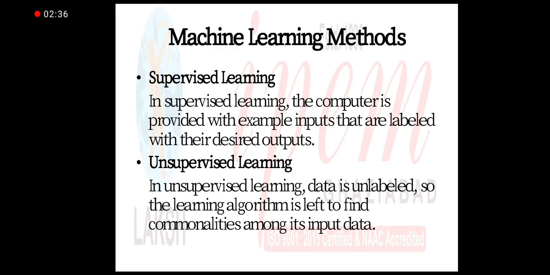In supervised learning, the computer is provided with example inputs that are labeled with their desired outputs. The purpose of this method is for the algorithm to learn by comparing its actual output with the intended output to find errors and modify the model accordingly. Supervised learning therefore uses patterns to predict label values on additional unlabeled data.